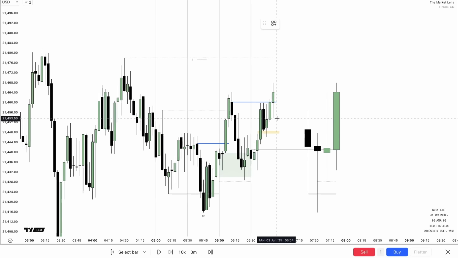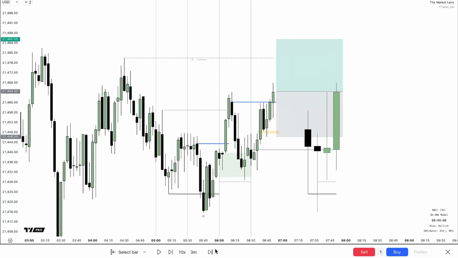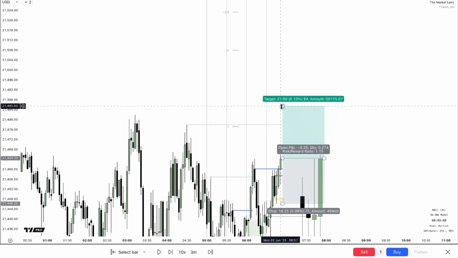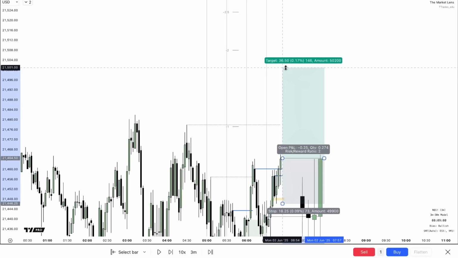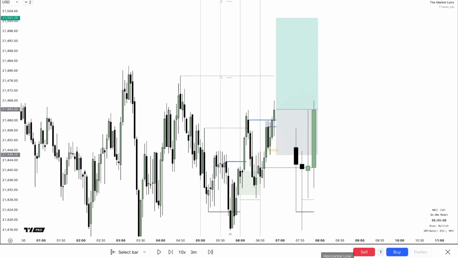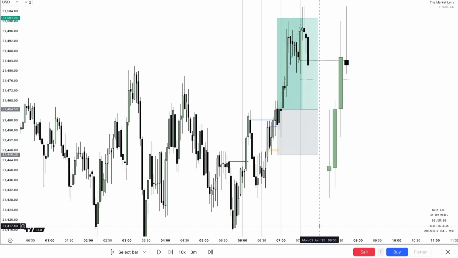We do. I have a new protected swing, right? On this closure over, we protect this swing as well. Right, so now we have this as a protected swing, and this as a protected swing. So I could take an entry there. We'll target 2R on this, and then see what happens. Right? And there we go, and we hit our 2R.